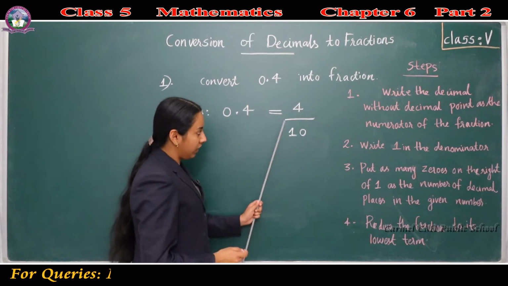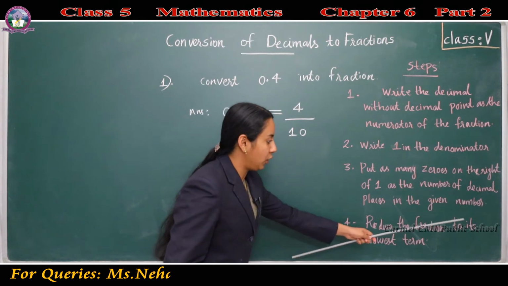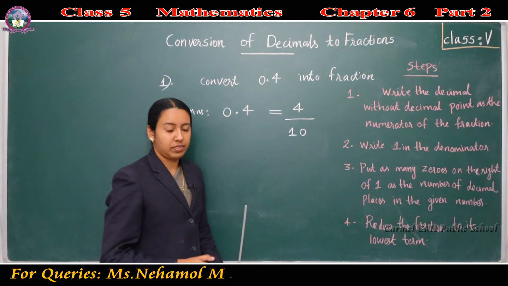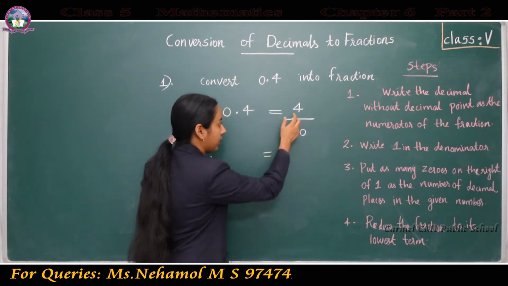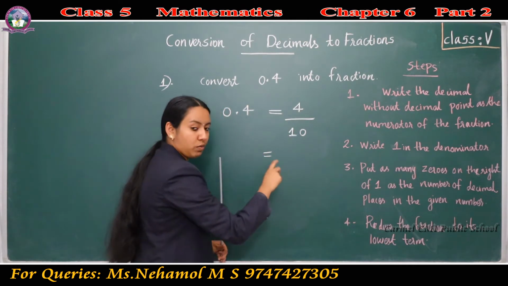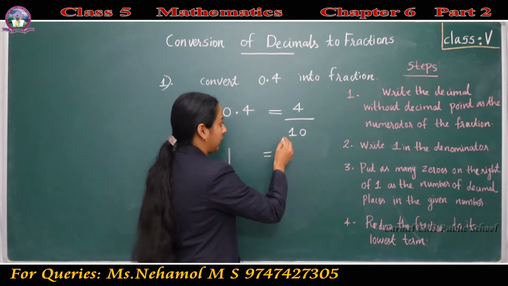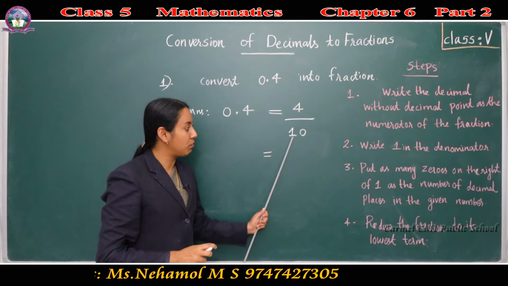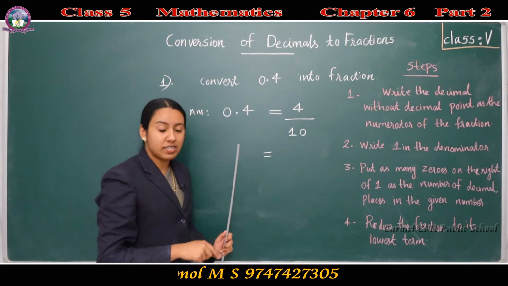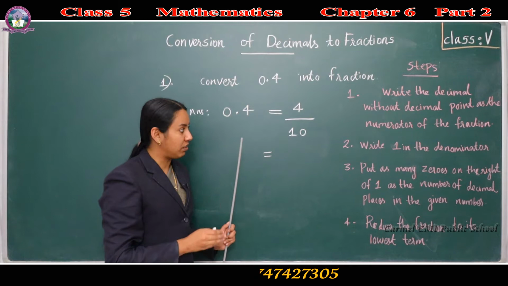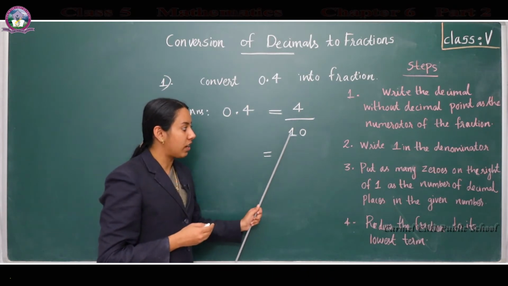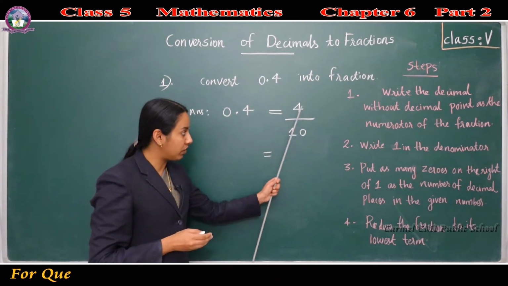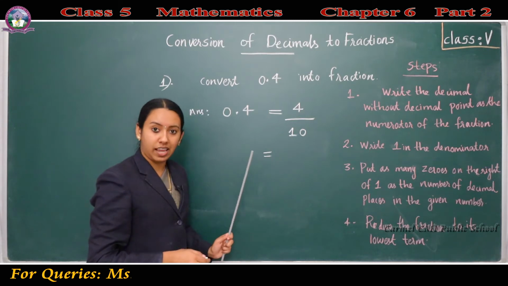Then reduce the fraction to its lowest term. That means we can simplify this fraction to its lowest term. For that we have to divide both numerator and denominator of the fraction by the same number.